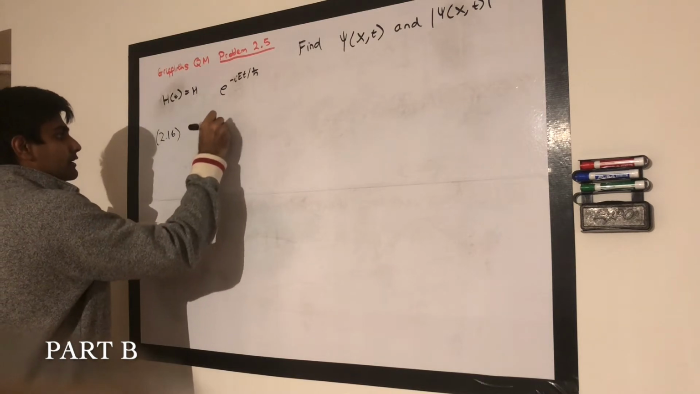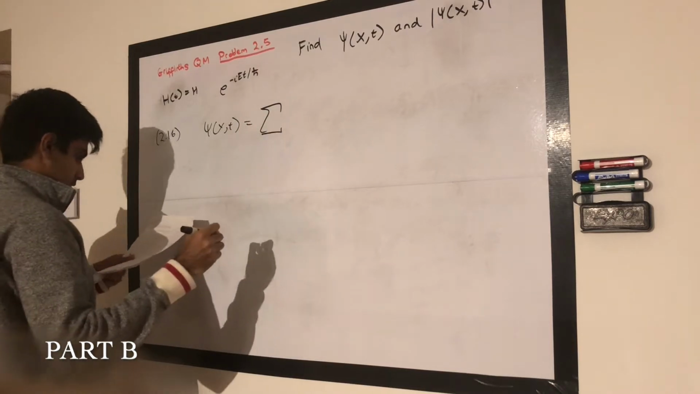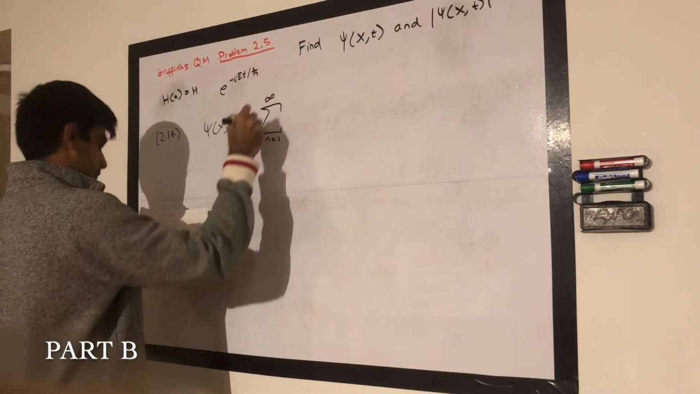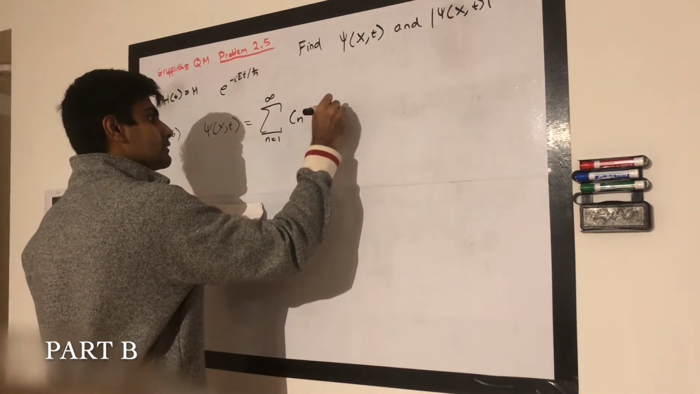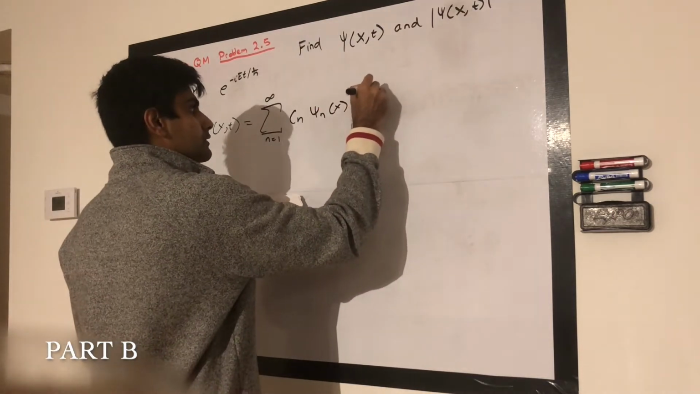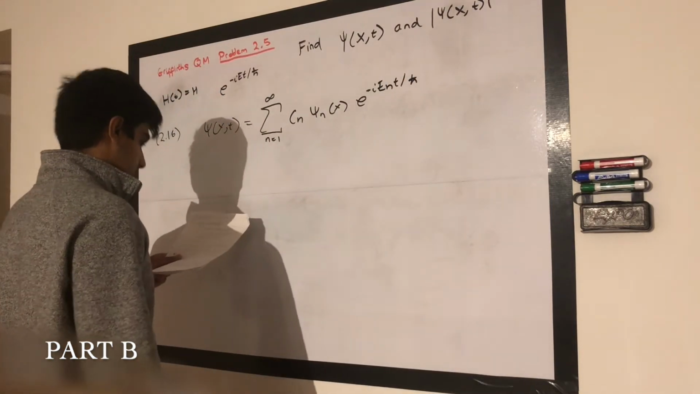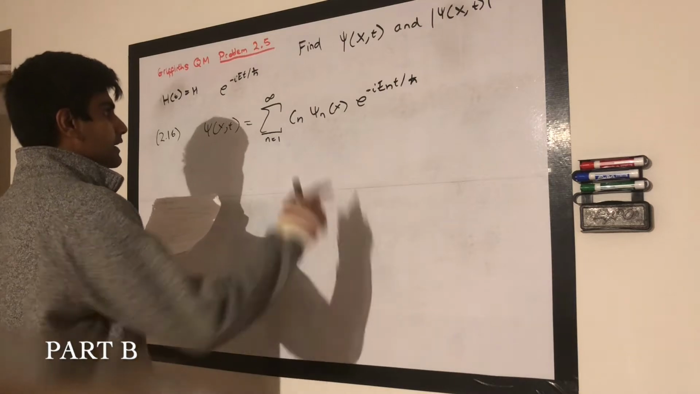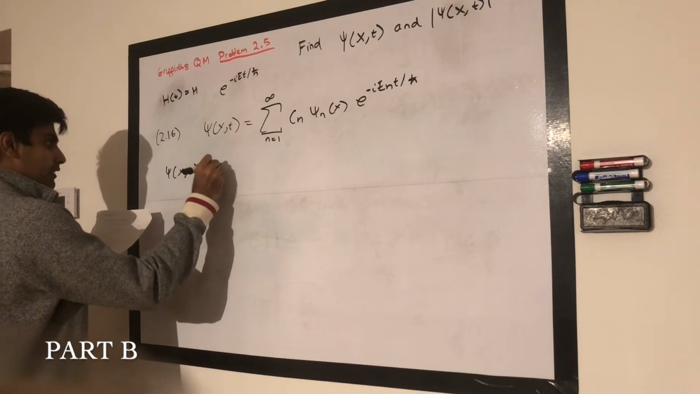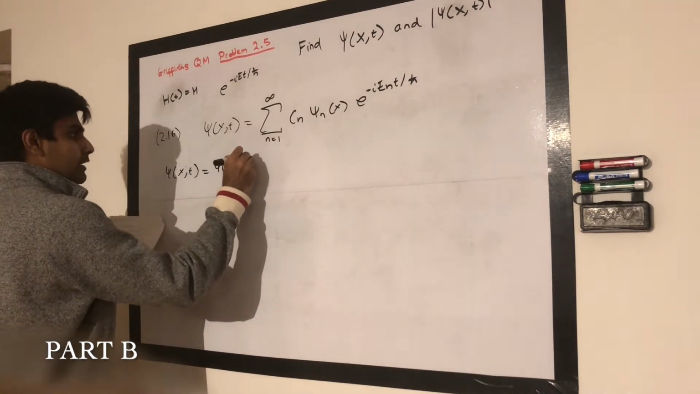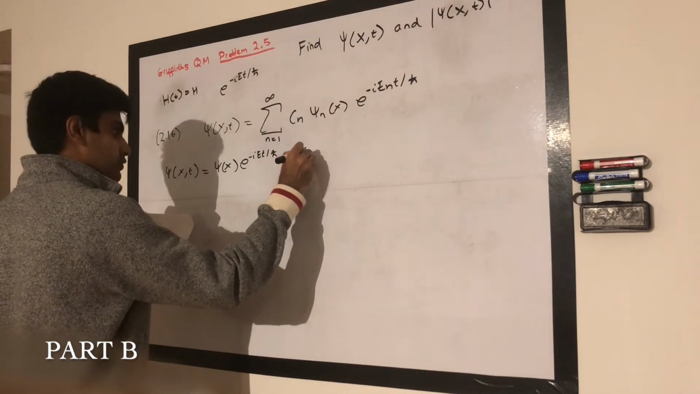There we write our psi of x and t as the sum from 1 to infinity of Cn times psi n of x e to the minus i E n t over h bar. And here we've used the fact that psi of x and t is equal to psi of x times e to the minus i E t over h bar. This is equation 2.7 in your book.